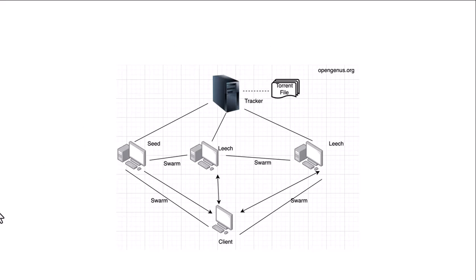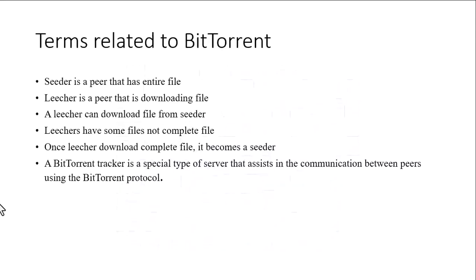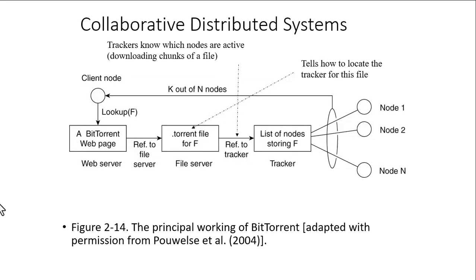When the user requests a file, there is a tracker server. This is a tracker server which is connected, and its purpose is to look for the particular file with different seeders. This example will help you understand better.